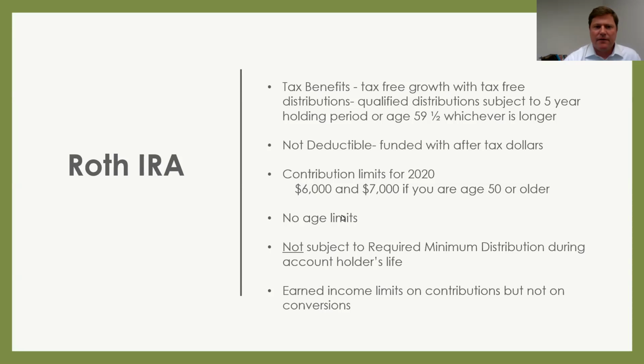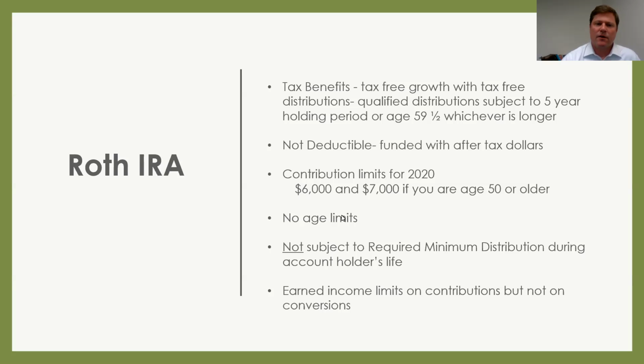So here's one of the big differences: unlike the traditional IRA, where you are going to be subject to required minimum distributions, in the Roth you do not have to do that. And we're going to talk a little bit later, Jeff's going to give us an example of why this is so important with the Roth conversion. There are earned income limits on contributions, but not on conversions.